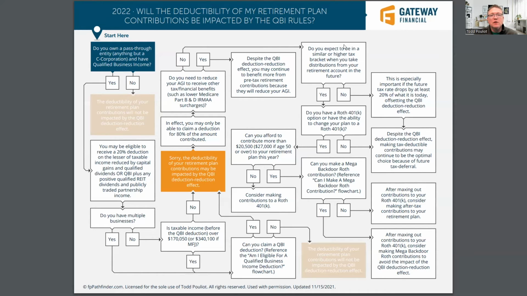And if no, do you expect to be in a similar or higher tax bracket when you take distributions from your retirement account in the future? Again, a conversation we're constantly having. What are today's tax rates, which we are saying are very historically low? What is the future going to hold, and how do I plan for future taxes?